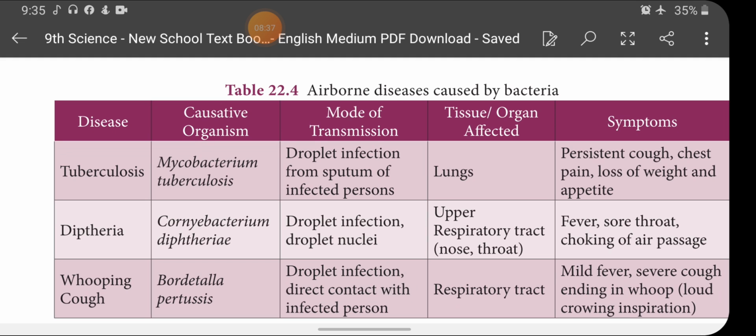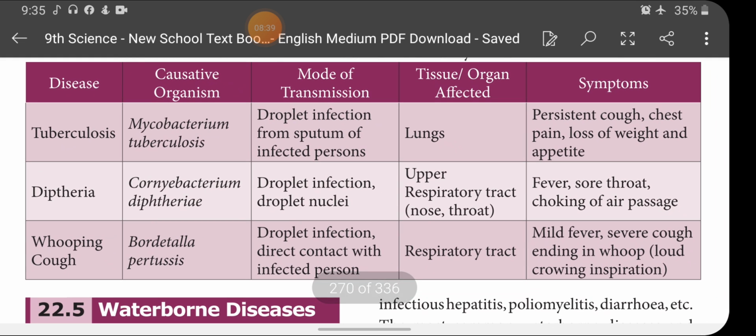Diseases: first, tuberculosis. Tuberculosis is an airborne disease which is caused by bacteria, and the causative organism is Mycobacterium tuberculosis. Mode of transmission is droplet infection from sputum of an infected person, and the organ or tissue affected is the lungs. Symptoms are persistent cough, chest pain, loss of weight and appetite.